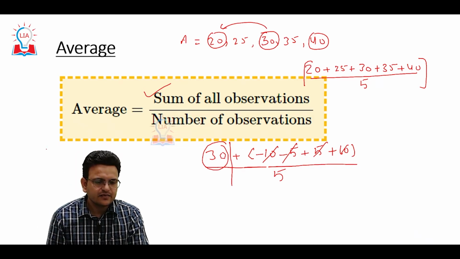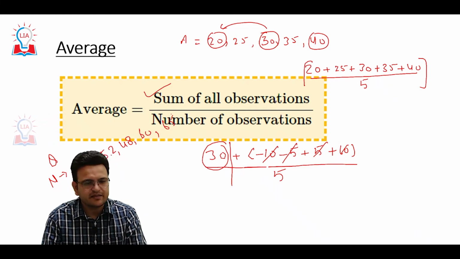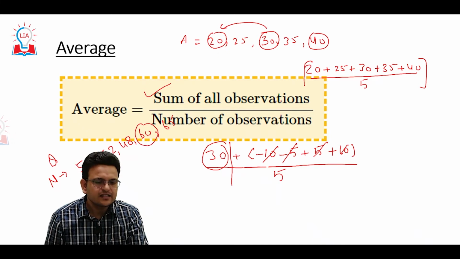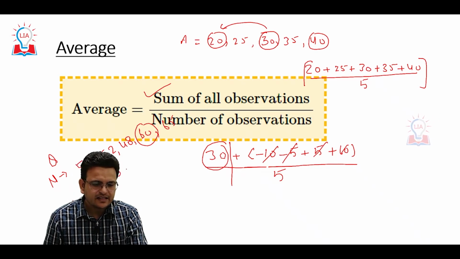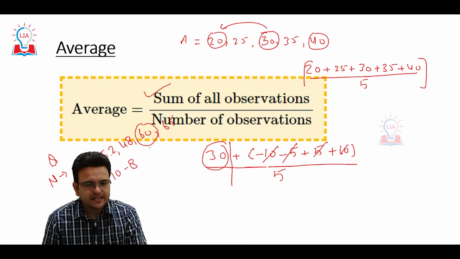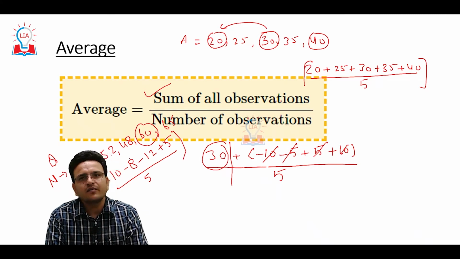Consider we are given some numbers like 50, 52, 48, 60, 65. What is the average? We can take any number as the average. Consider we are taking 60 as the average. When 60 is the average, then the first number 50 is 10 less than 60, 52 is minus 8, meaning 8 less than 60, 48 is minus 12, and 65 is plus 5, and divide by 5. After solving this, we are going to get the average.